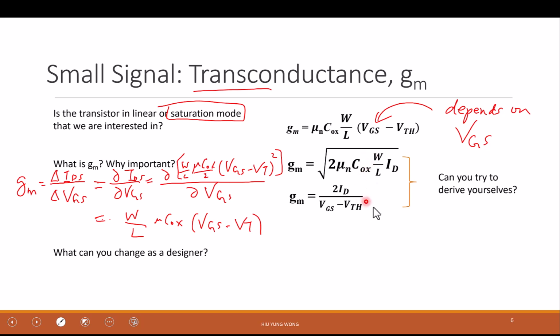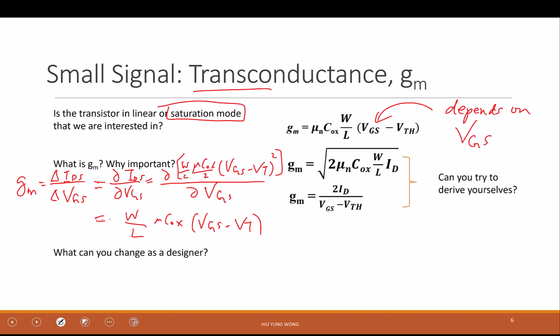These three equations are equivalent. Please go back to derive yourself. All you need to do is just substitute the appropriate equation into it, right? Because instead of putting VGS, I want to use IDS. Okay? So GM is very important. We will see that later, right? As a circuit designer, based on this equation, what can you change to change the GM?